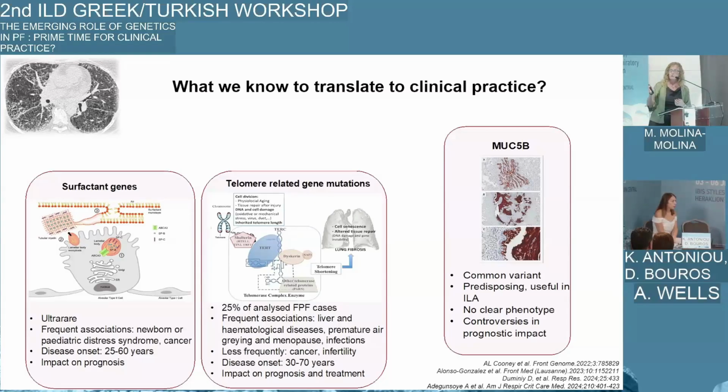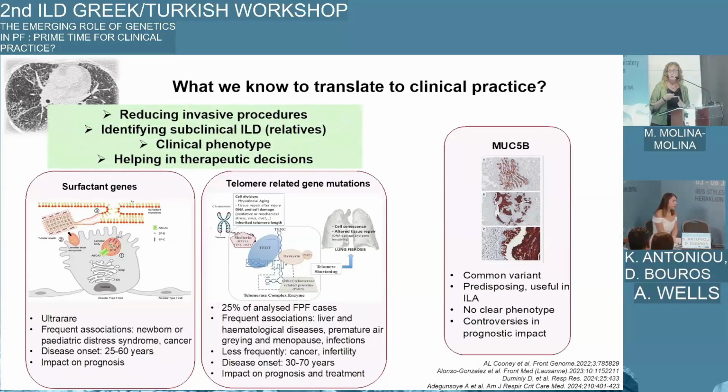But in those with pathogenic surfactant gene and telomere-related gene mutations, we can reduce invasive procedures. We can identify subclinical ILD relatives. Around 25% of the first-degree relatives will have some type of ILD or ILA. To me, ILA in a family context is an early ILD. It's not just ILA.